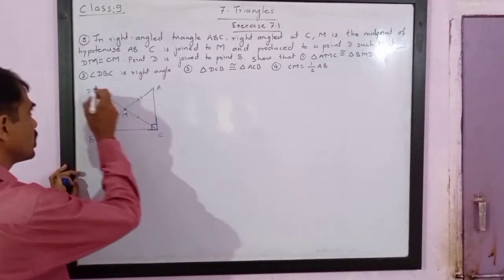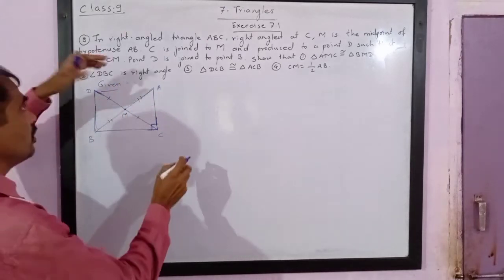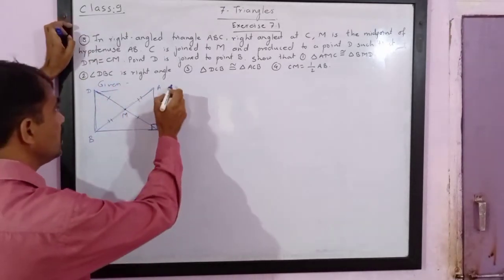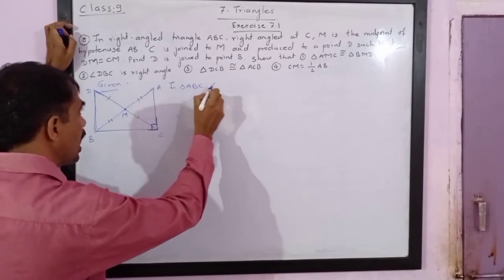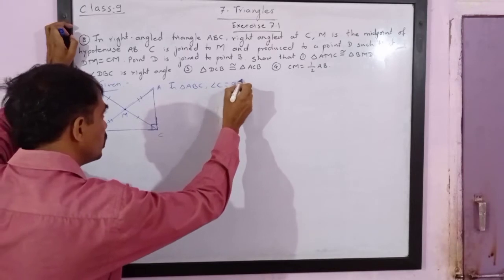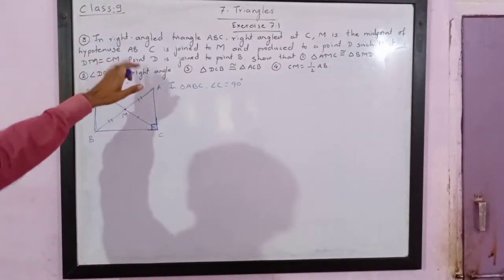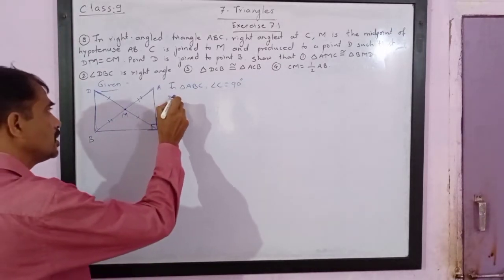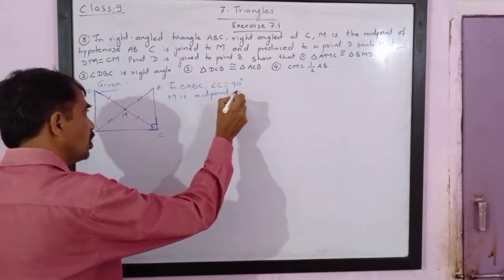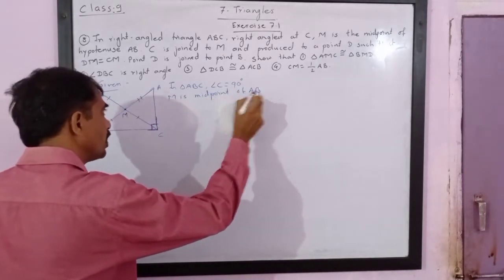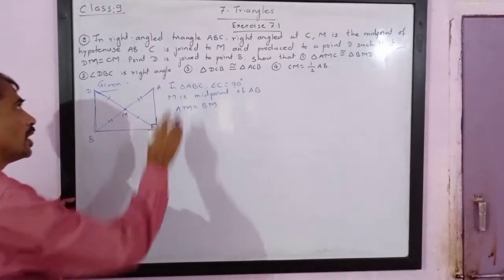So let's write the given things first. The figure is the given part, and here is a part of the answer. We are given that in triangle ABC, angle C is equal to 90 degrees, that is, right angled at C. Then M is the midpoint of AB. This can be written as AM is equal to BM.